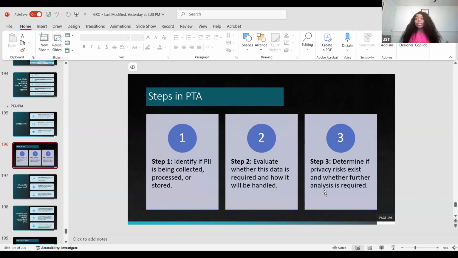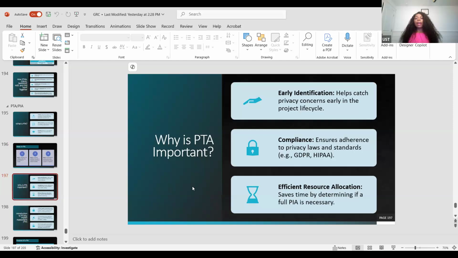Just as we categorize a system to determine the security impact, we also want to determine the privacy risks if that information system gets hacked or compromised. And why is PTA important? First, early identification helps catch privacy concerns early in the project lifecycle, ensures adherence to privacy laws and standards, and also allows efficient resource allocation. Save time by determining if a full PIA is necessary.